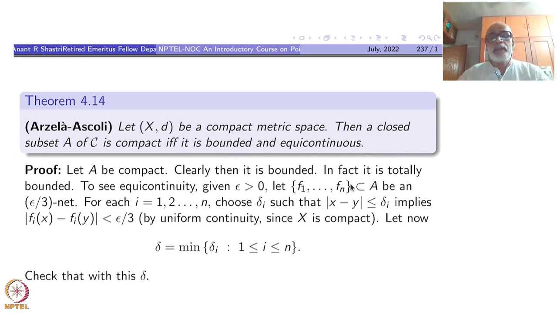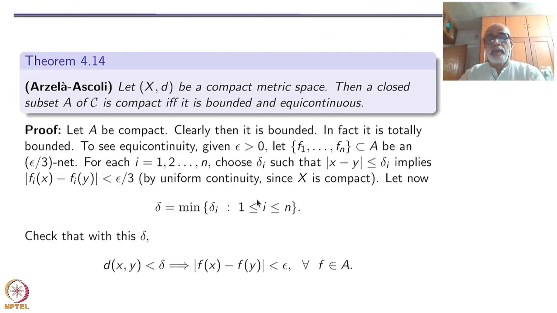The proof: one part is very easy, the second part uses little more new, illuminating techniques. So we start with a compact A, then it is clearly bounded, because in any metric space compact subsets are bounded. In fact, we know that it is totally bounded. To see equicontinuity, given epsilon positive, let F1, F2, ..., Fn contained inside A be an epsilon by 3 net, because I am now using the total boundedness of A.